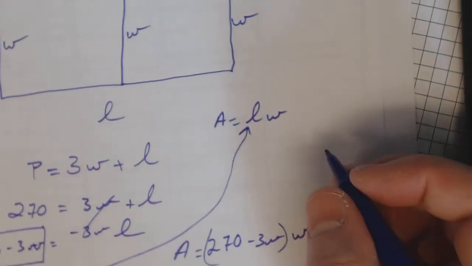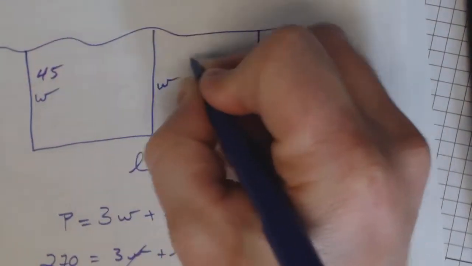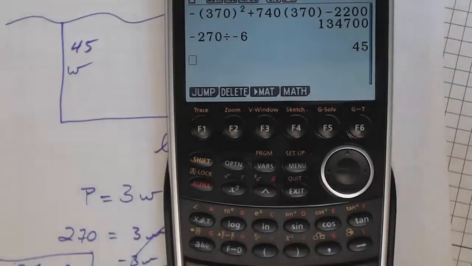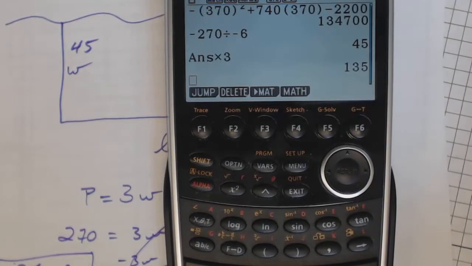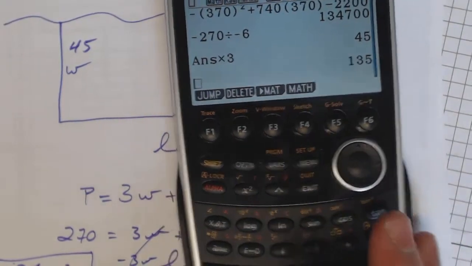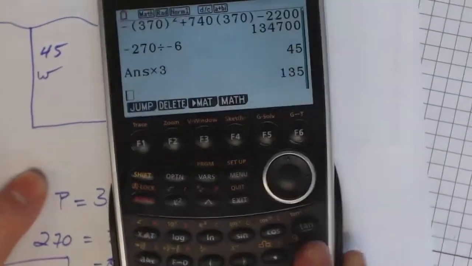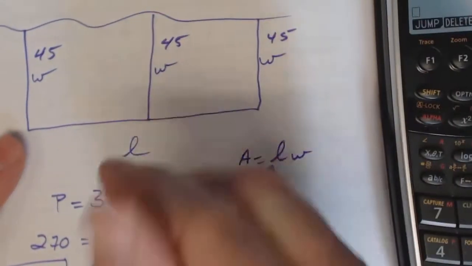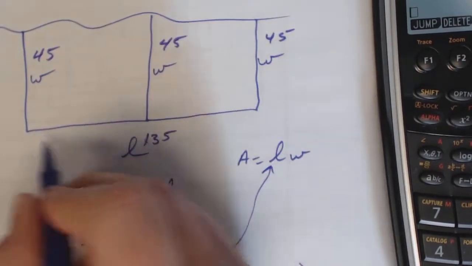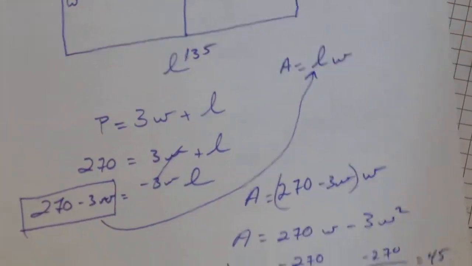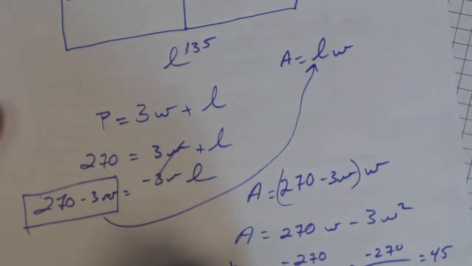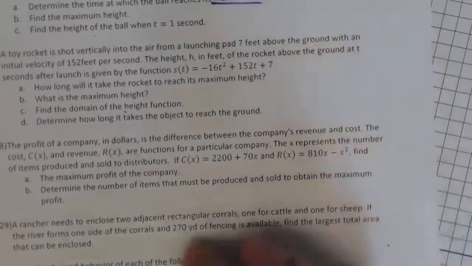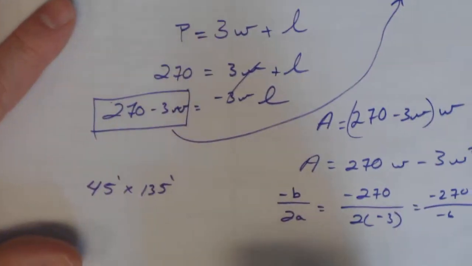So the width of this would need to be 45, 45, and 45. Well, if I have three 45s, that means I have 135 yards of fencing used. So what would this long side need to be? I've got 270, so it needs to be 135. So the dimensions would be 45 by 135. This is in feet. No, it's in yards. My bad, it's in yards.